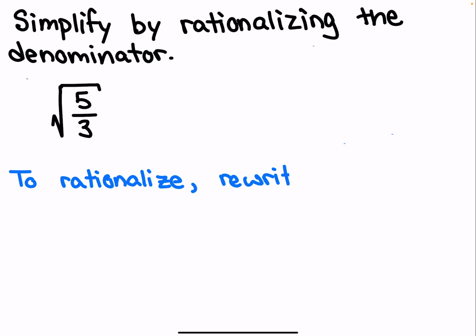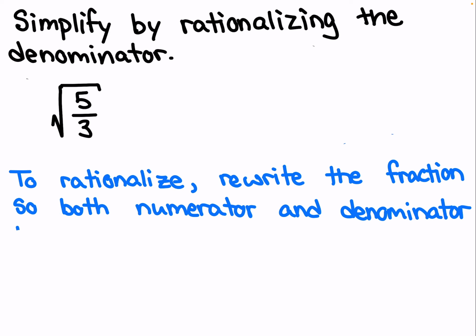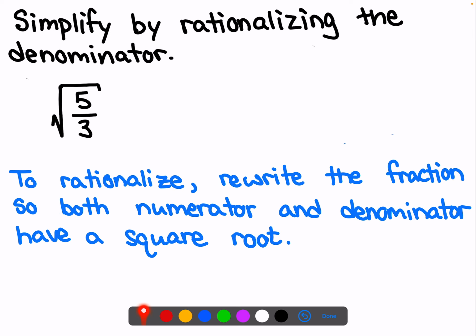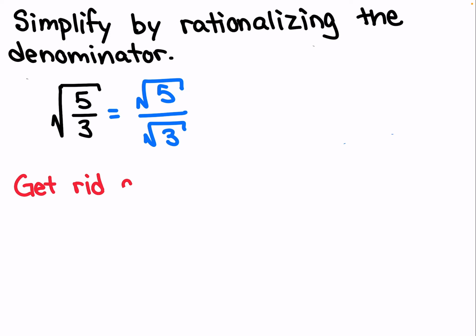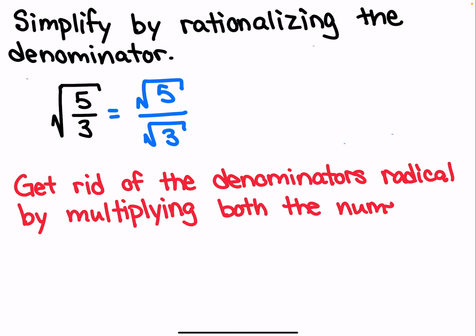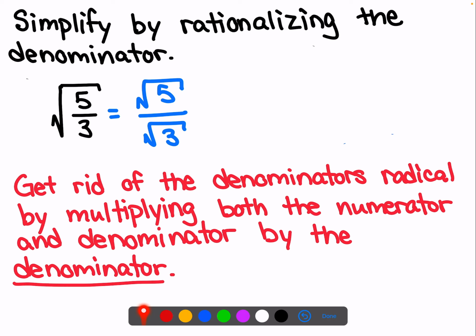So to rationalize, rewrite the fraction so both numerator and denominator have a square root. So if the entire thing is the square root, then I can break this down and say that it's equal to radical 5 over radical 3. From here, get rid of the denominator's radical by multiplying both the numerator and denominator by the denominator.